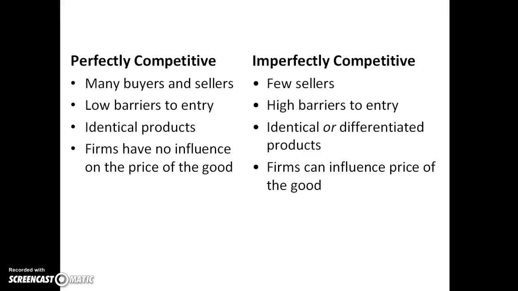So the next slide just differentiates between perfect competition and imperfect competition. And it's very general, right? We're not specifying here monopolistic competition. We're not trying to distinguish between those two. So perfect competition, or perfectly competitive markets, have many, many buyers and sellers, low barriers to entry, identical products, and very little influence on the price of the good. Whereas in imperfectly competitive markets, you have just a few sellers who dominate. They have high barriers to keep out competition. They might be selling identical or differentiated products, but they have a lot of influence over the price of the good.